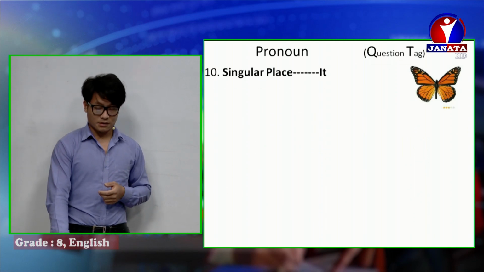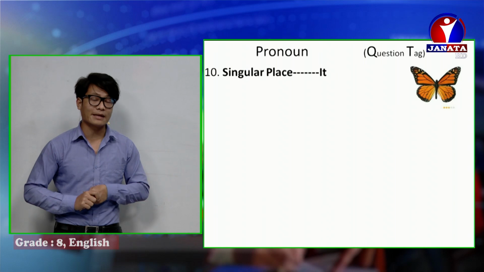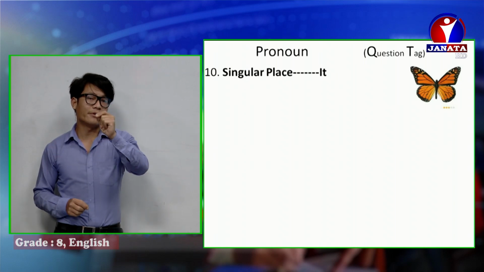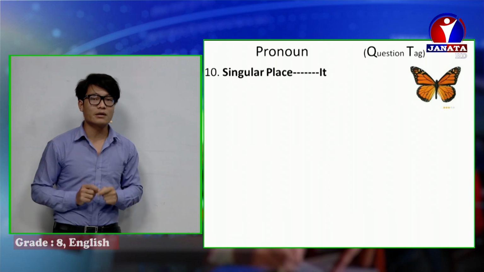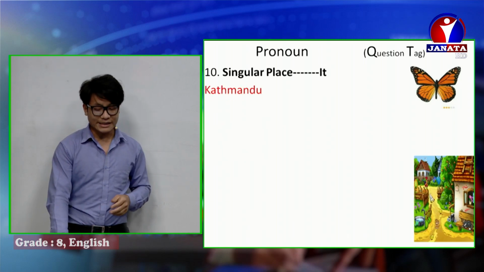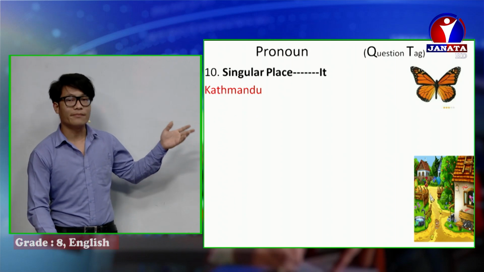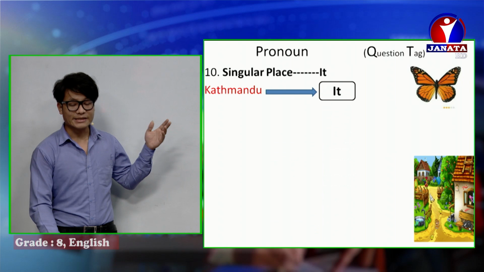Still we are learning how to change all the nouns into pronouns. Next is a singular place. If there's the name of a place and if that name is singular, then we use the it pronoun. Like you can see the example Kathmandu. Kathmandu is a singular name of a place, so we use the it pronoun.